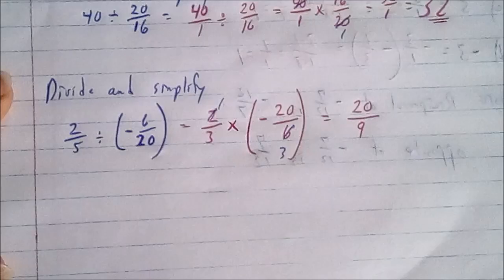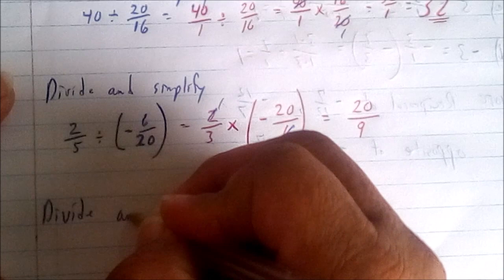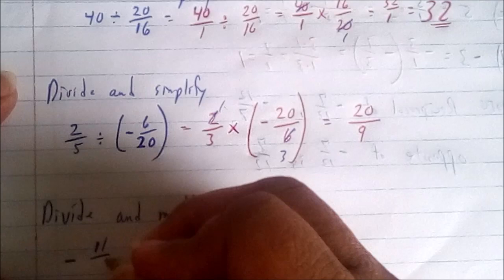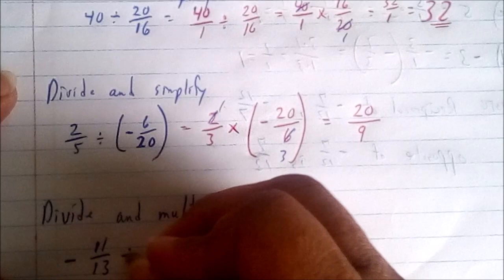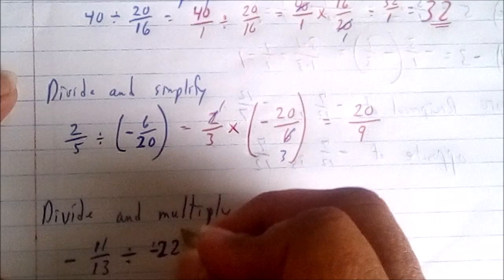Okay? Let's try our next example. Divide and multiply. Let's say I give you now negative 11 over 13 divided by negative 22. Okay, now notice I put a bracket. Why would I put a bracket to differentiate between the division sign and the minus?